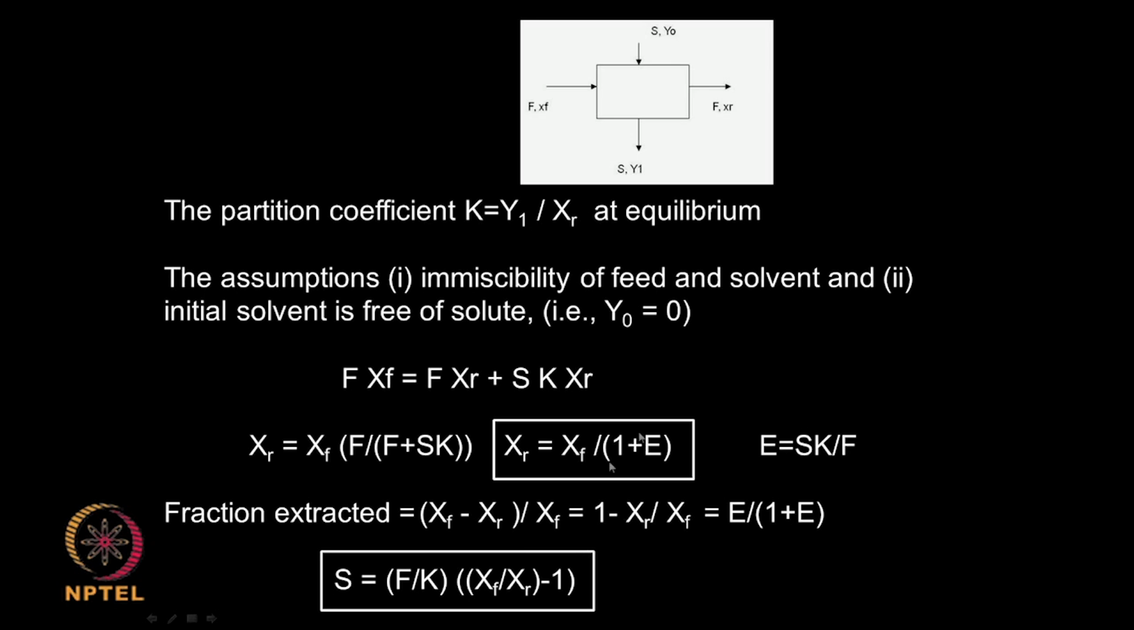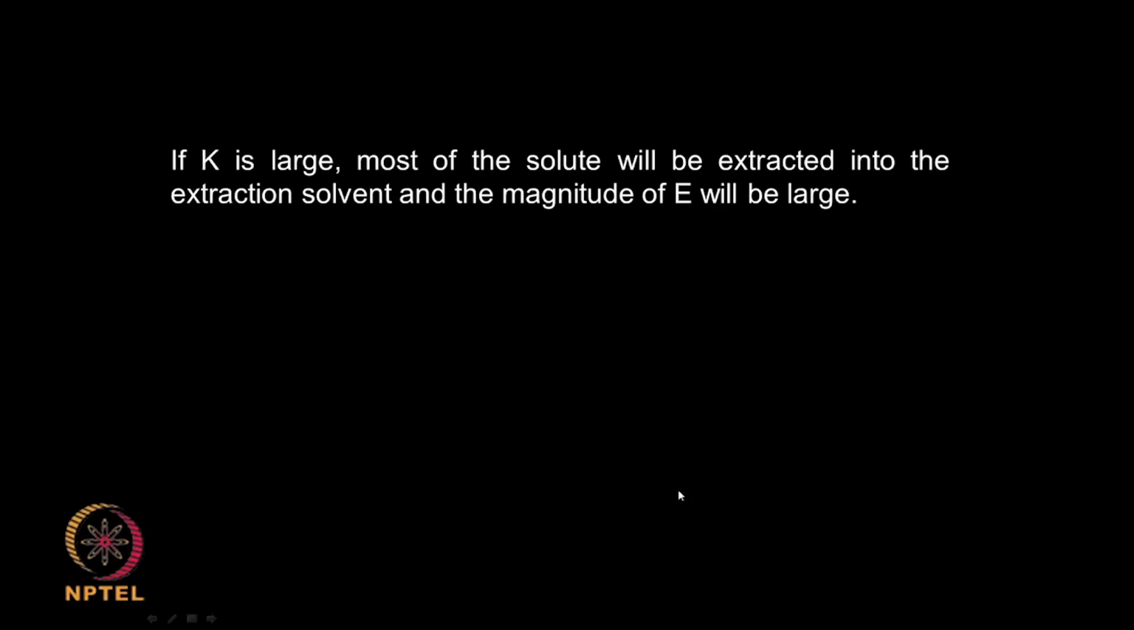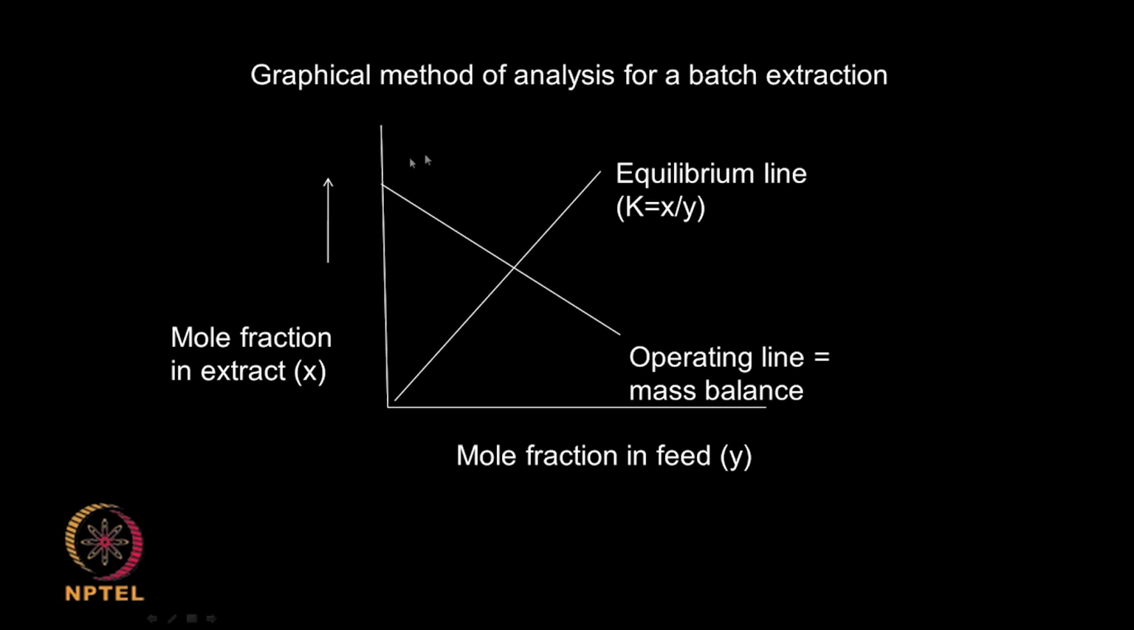to S K by F. And if you want to know how much solvent S I will require to extract a certain amount, I just have to rearrange this. So, I will get an equation like this, S is equal to F by K times (XF minus XR, divided by XR) minus 1. So, all these equations are very important and we are going to do some problems using that equation. If K is large, that means most of the solute will be extracted into the solvent. If K is large, obviously your E will be large, so the extraction efficiency will also be very large, correct. So, what do you do in the graphical method?